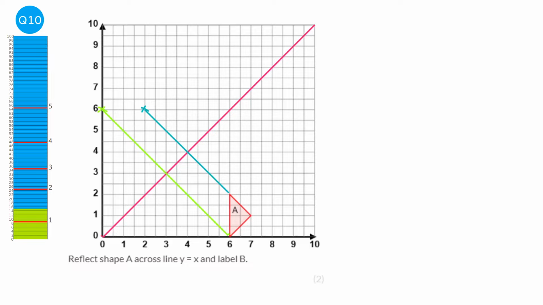And then finally, I'm going to do this slightly harder one. So we've got 1, 2, 3, 4, 5, 6. Kind of goes over the other one, ends up here. So if we join these up, and we need to label it B.